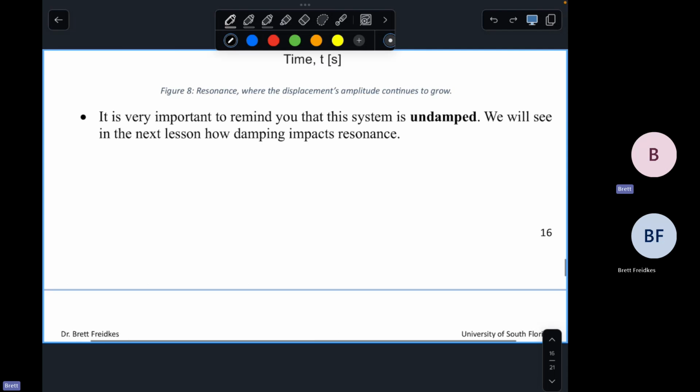Is that okay? Doubts about this note set? Okay, cool.